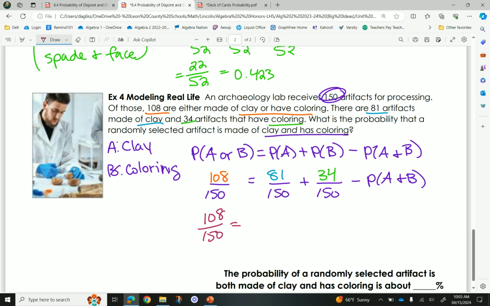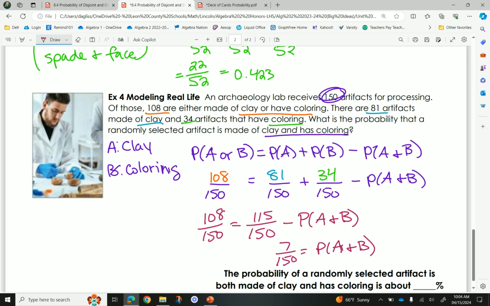What is 81 and 34 together? 115. So 115 minus how many have clay and coloring equals 108. So how many artifacts have clay and coloring? 7. So 7 out of 150 are made of clay and have coloring.